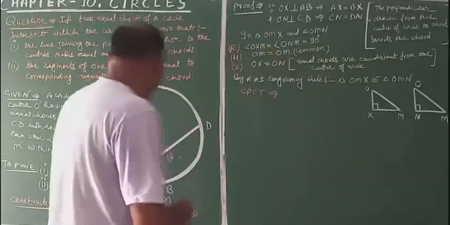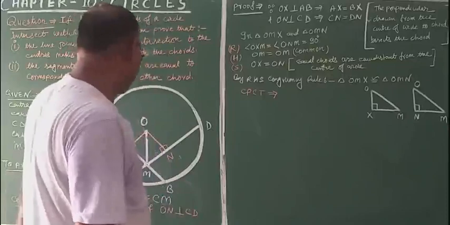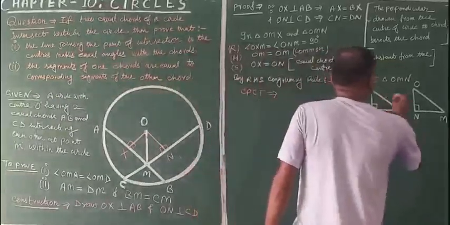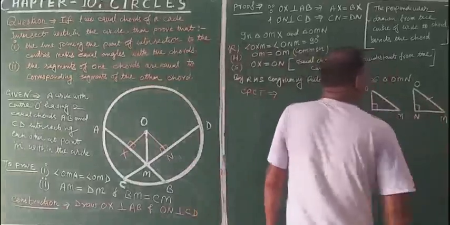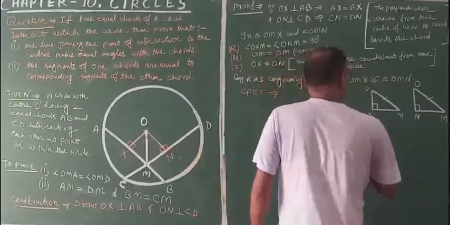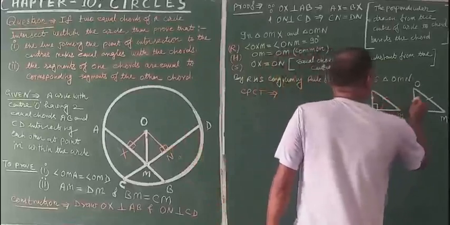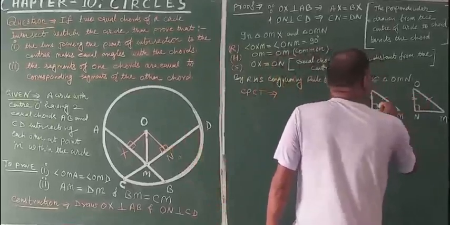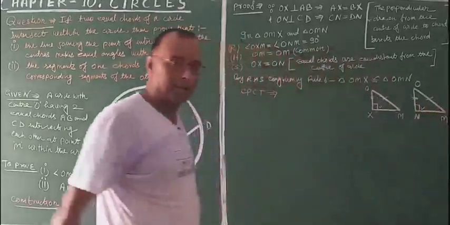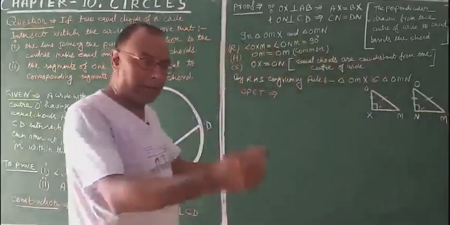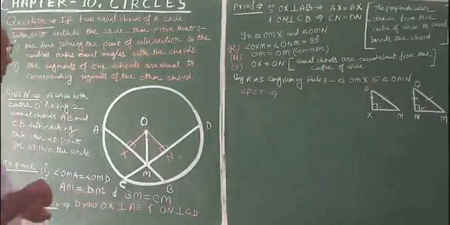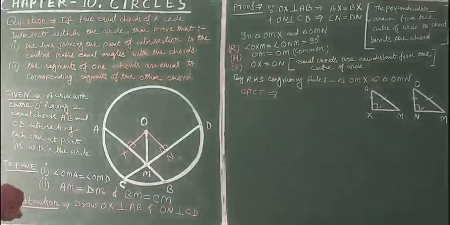So just look here. What parts have we used here? The first part was OM. Another thing we have used is OX and ON. This is the second part. And the third part we have used here is this 90 degree angle. So 3 parts we have used, and 3 more parts will be equal. And what do we require? Now by CPCT, just look here.